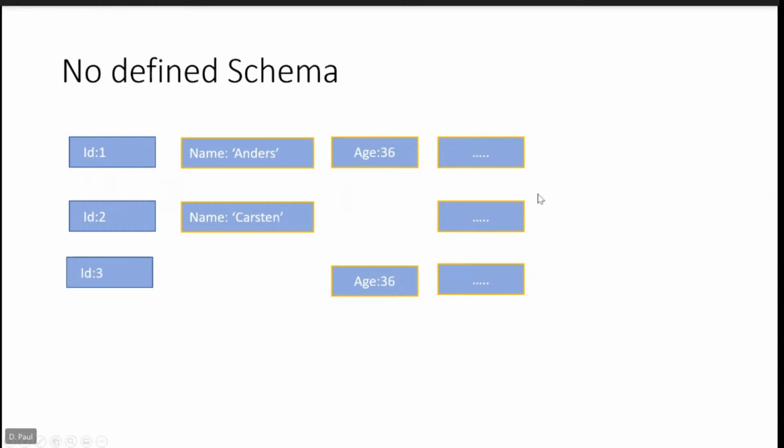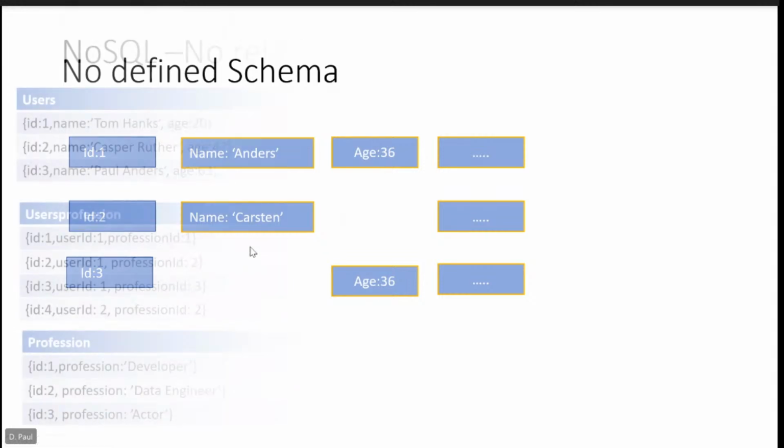So when it comes to NoSQL, as you clearly see, you don't have to have this well-defined schema. You don't specify the data type, you don't specify the column name. So all of this can come like this. There is no defined schema.